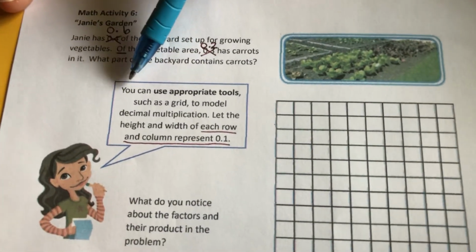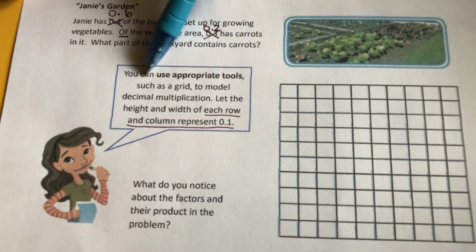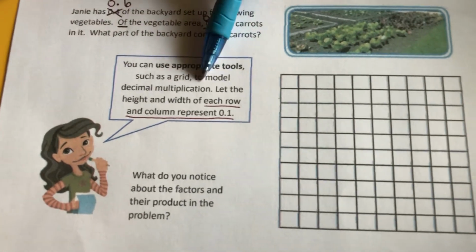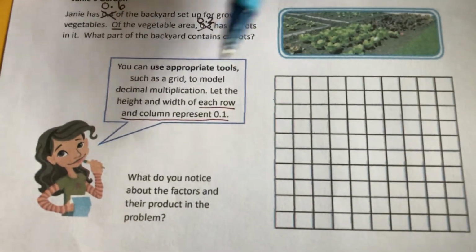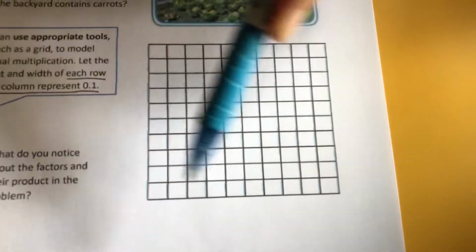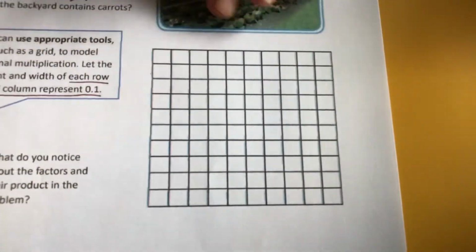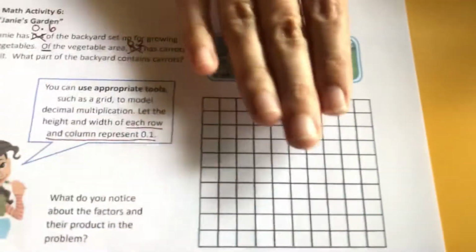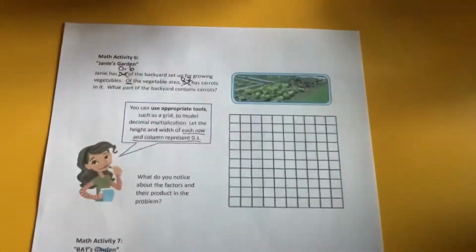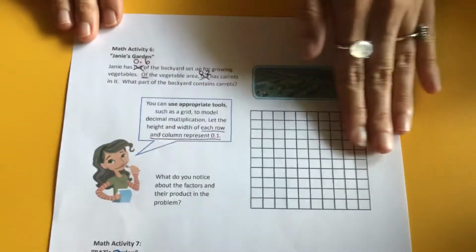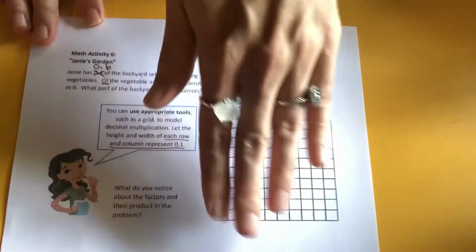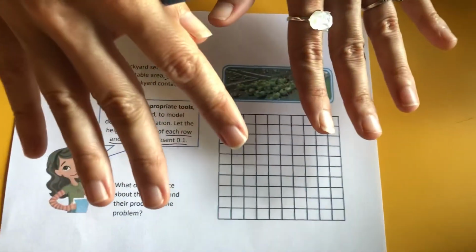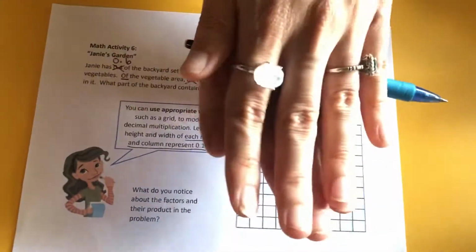So it says, you can use appropriate tools such as a grid to model decimal multiplication. Let the height and width of each row and column represent 1/10, just like we do in class. We've done this in class. We've even done this in math for today. This is where we do one set of lines going one way vertically, one set of lines going horizontally, and then we look at what overlaps. It's like the double grid where we have the two grids and we lay them on top of each other and see what overlaps.